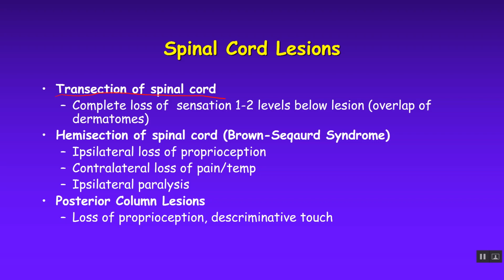Even though the lesion's at T2, the fact that your T1 and T2 dermatomes may overlap with your T3 and T4 dermatomes means it's not this clean-cut thing. So just know that even though the lesion might be at T2, you still may find that they have some sensation available one or two levels below the lesion, because of overlap of higher dermatomes above that may overlap in certain areas.